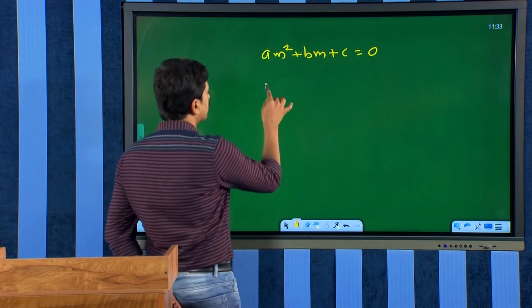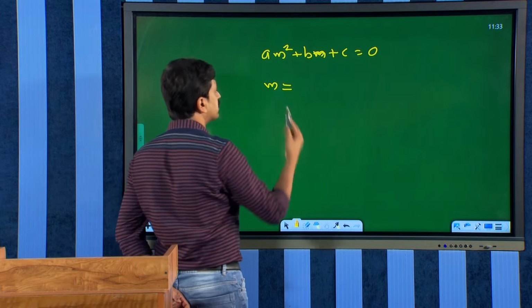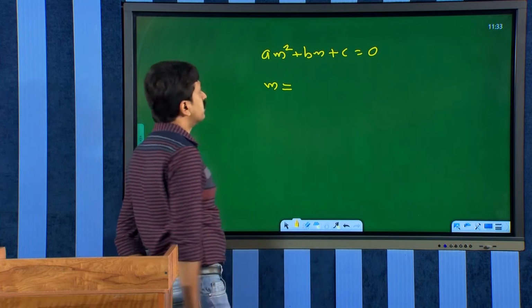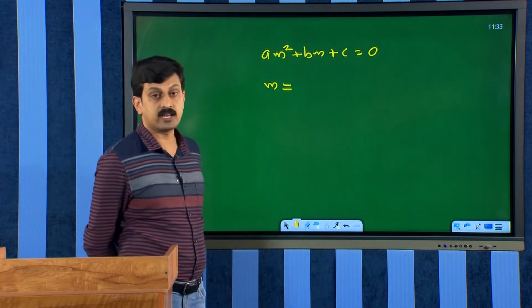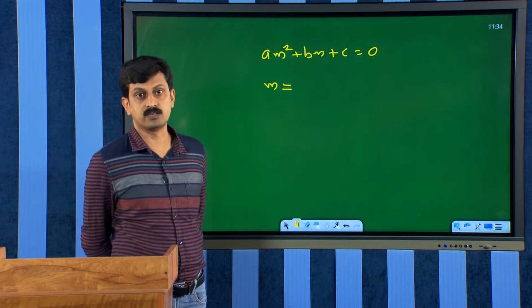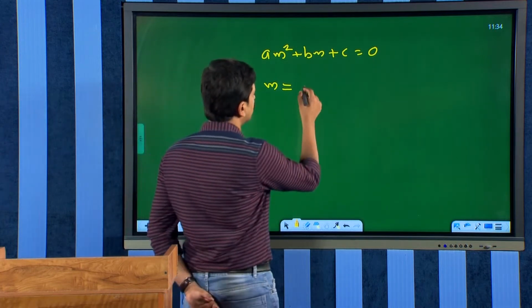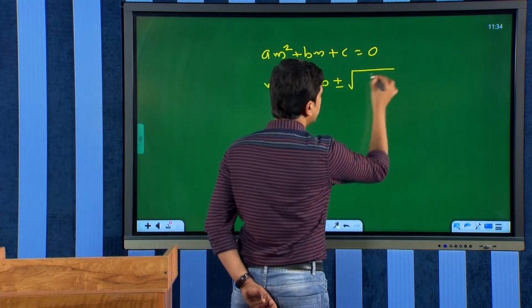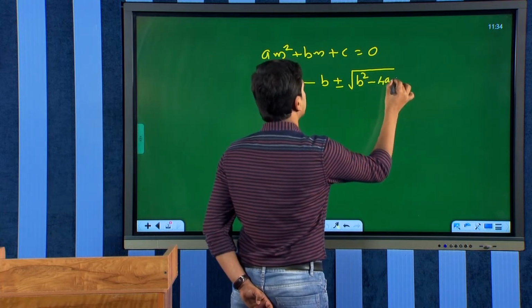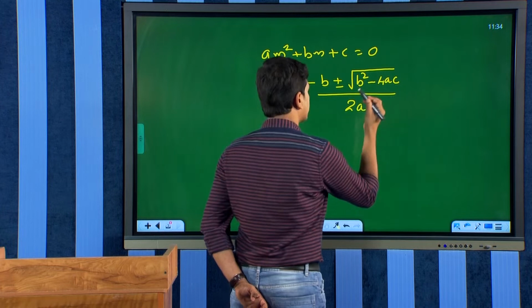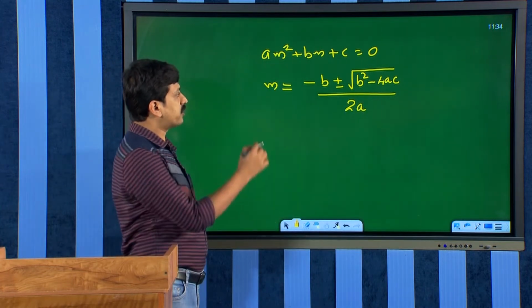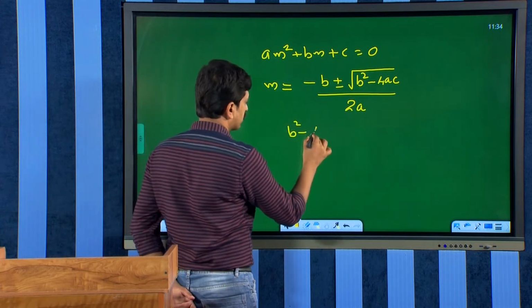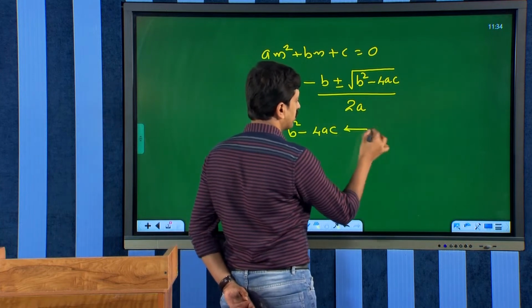To find the roots of this quadratic equation, we have the formula: if a x square plus b x plus c equal to 0, then x is equal to minus b plus or minus root of b square minus 4ac, divided by 2a. Like that, we have m is equal to minus b plus or minus root of b square minus 4ac divided by 2a. Here b square minus 4ac is called the discriminant of the quadratic equation.